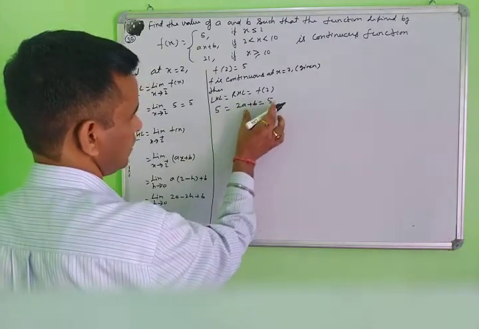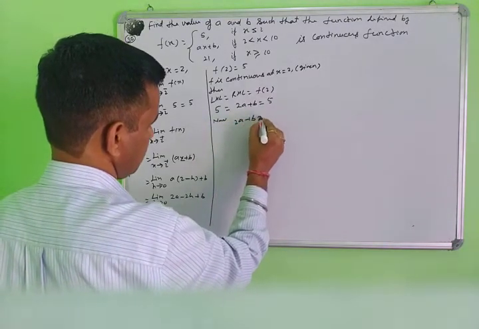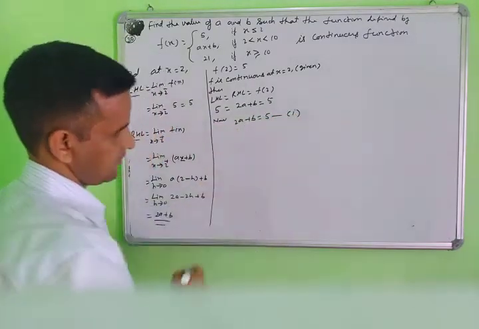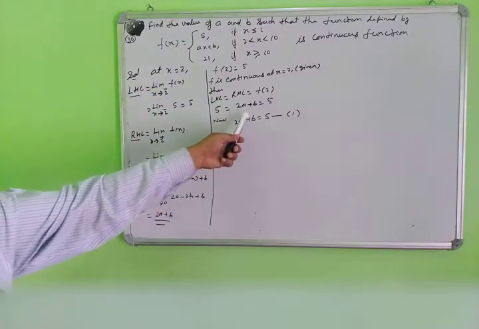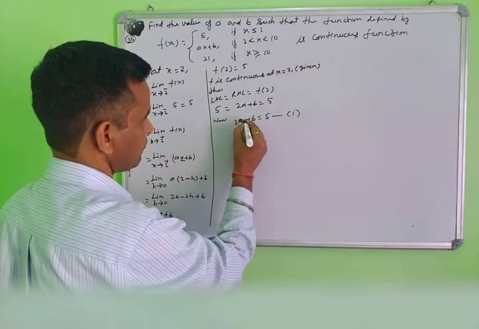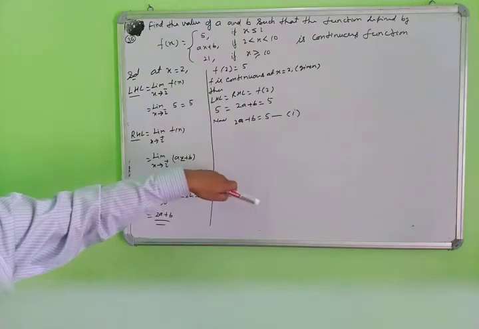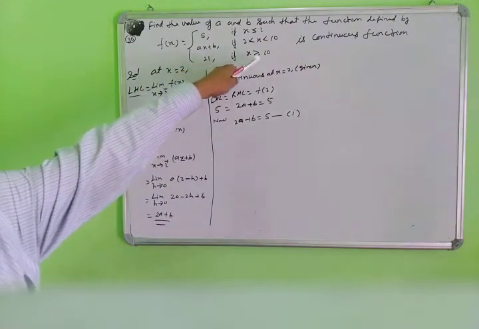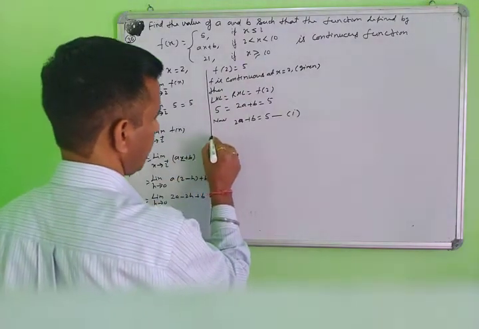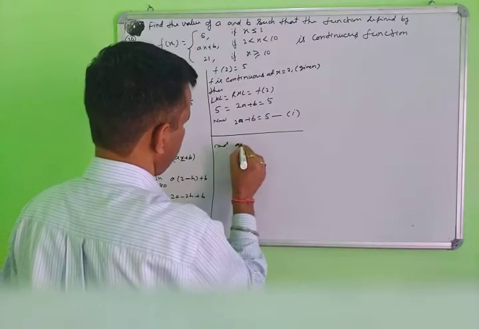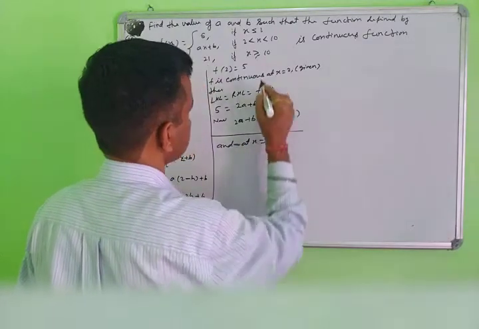Now I need to use this. So 2a plus b equals 5. This is the first equation. At x equal to 2, we are finding the first equation. Similarly, the second equation we will find at x equal to 10. Then solving them, we find the values of a and b. Now, at x equal to 10, the second limit.